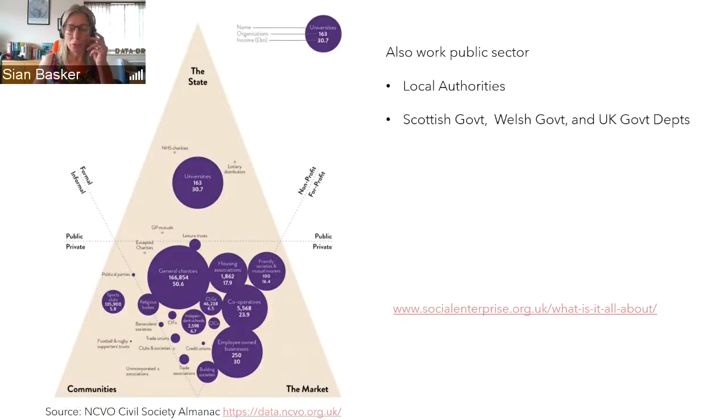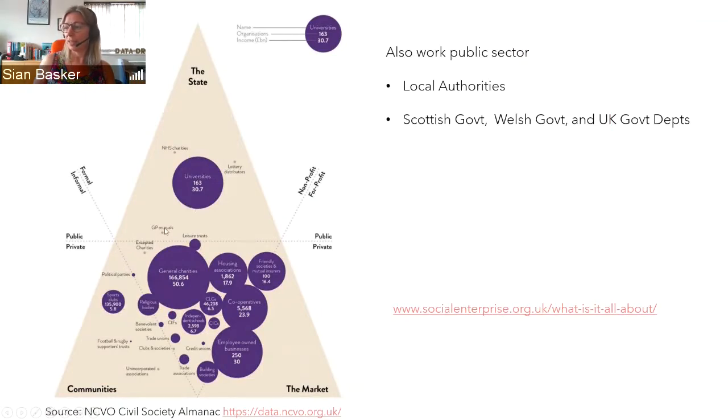You'll see from the event title that we specialise in the not-for-profit sector. For those of you who are not familiar with it, it's actually quite complex. People talk about legal types of non-profit organisations. Some people think it's just charities, but in fact, it's quite a complex range of organisations.